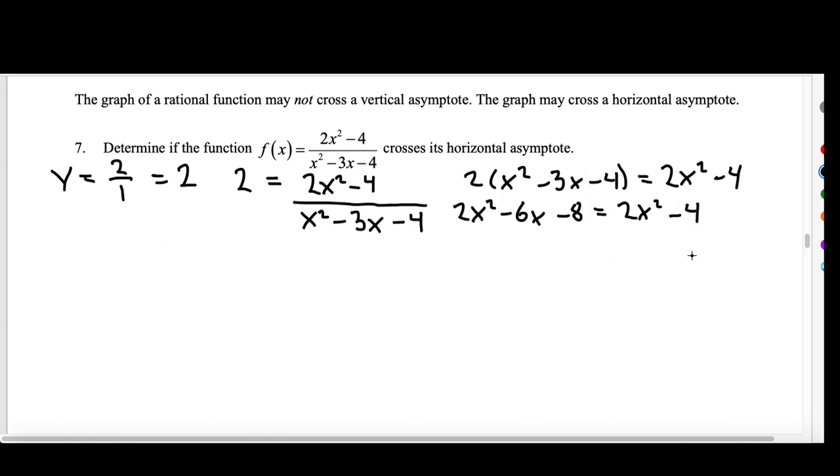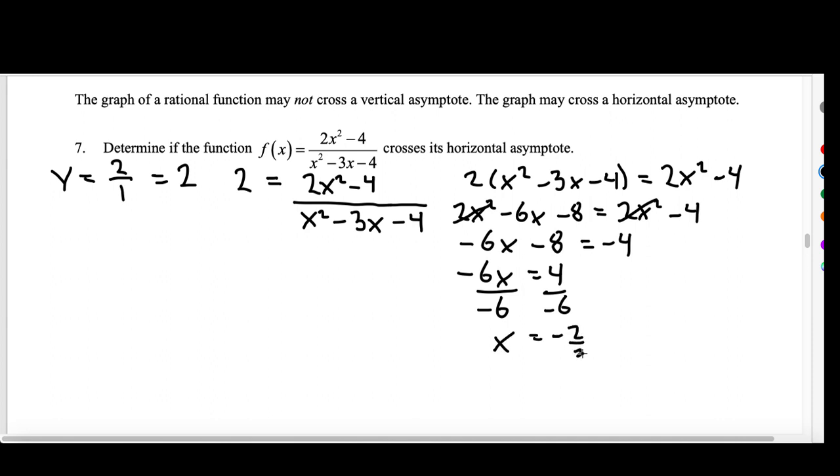Okay. If I subtract 2x squared from both sides, then the 2x squared terms just cancel out, right? So then I'm left with negative 6x minus 8 equals negative 4. And then if I add 8 to both sides, I get negative 6x equals 4. And then divide both sides by negative 6. I end up with x equals negative 4/6, or that reduces down to negative 2/3, right?